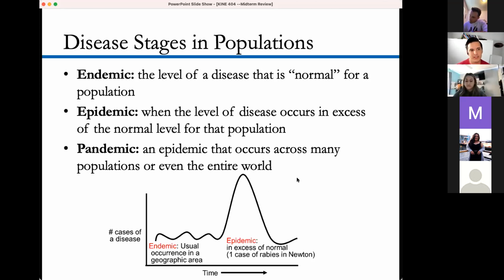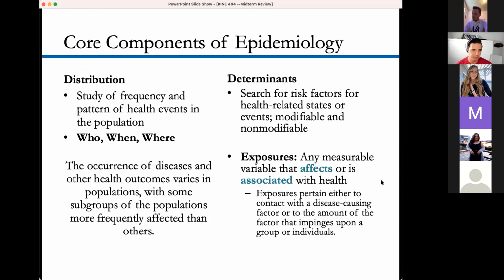And then a pandemic is when an epidemic occurs across many different populations or even the entire world, such as the COVID-19 pandemic that we're currently facing. Make sure you know those two core components of epidemiology. What does distribution refer to? And that is the who, when, and where. So what is the frequency and the pattern of health events in the population? And how do we use that to describe disease in the population and understand health disparities and so on?